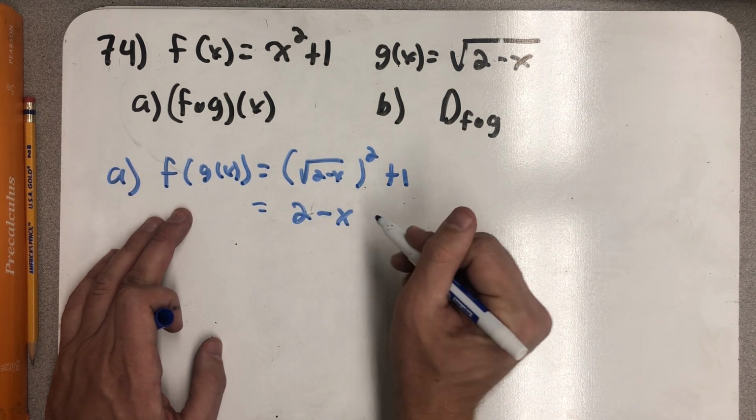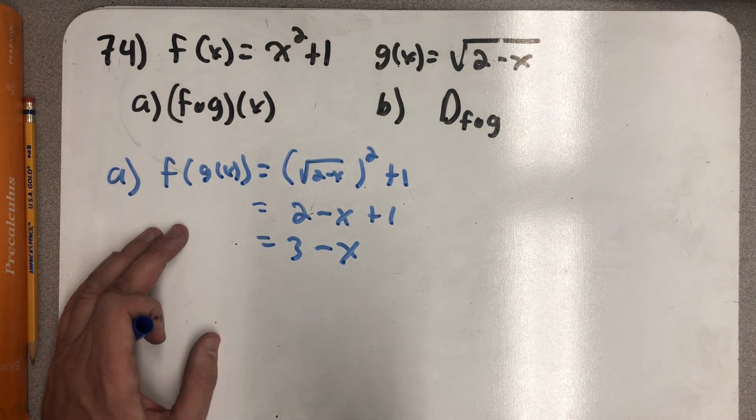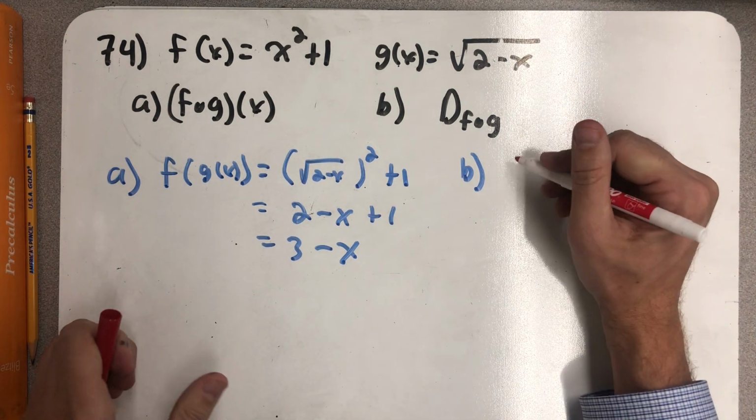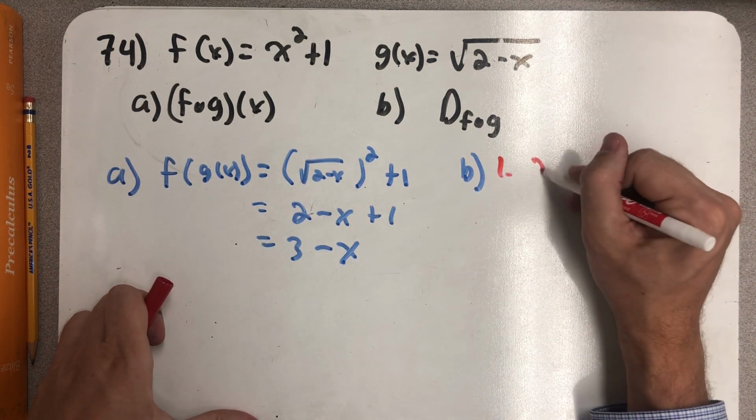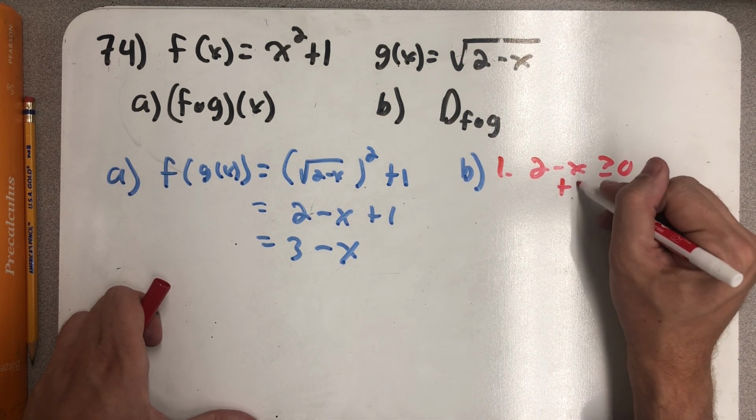I get to simplify this, and I get 3 minus x. But let's write down the domain so I'm not confused about which x's I get to use. I first write down the domain of the inside function. With the square root function, I know the inside has to be larger than 0.